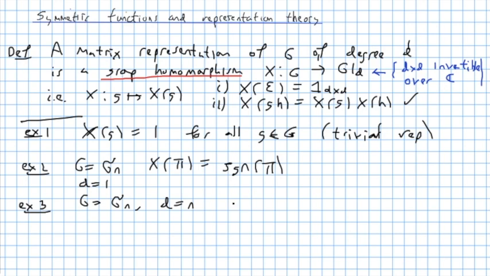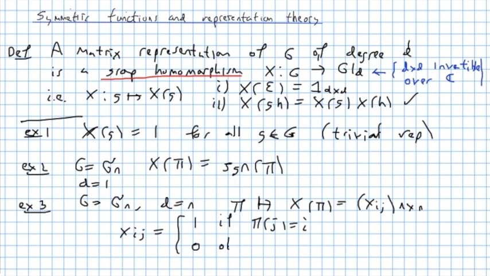So the thing that might come to mind is something called a permutation matrix. I associate to each permutation pi an n by n permutation matrix. And this matrix is a permutation matrix, so x_ij is 1 if pi(j) equals i, and 0 otherwise.